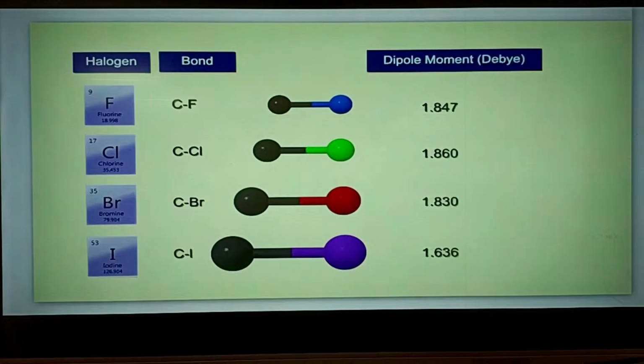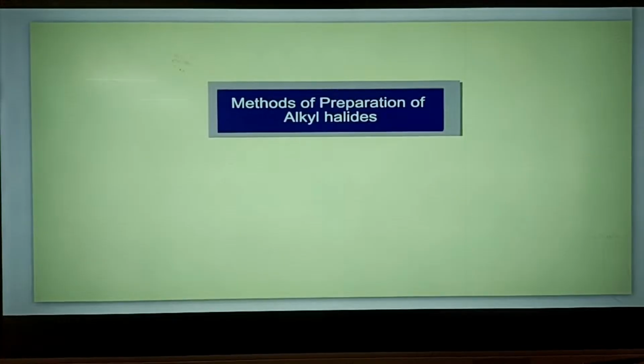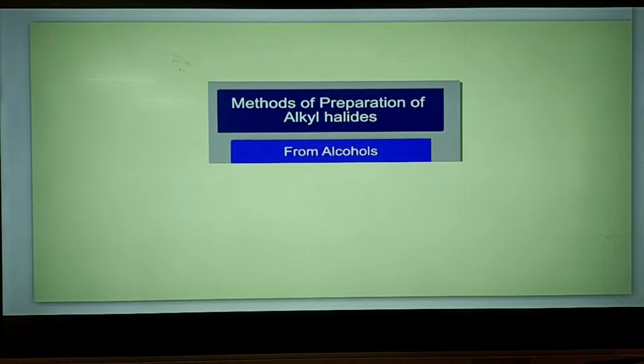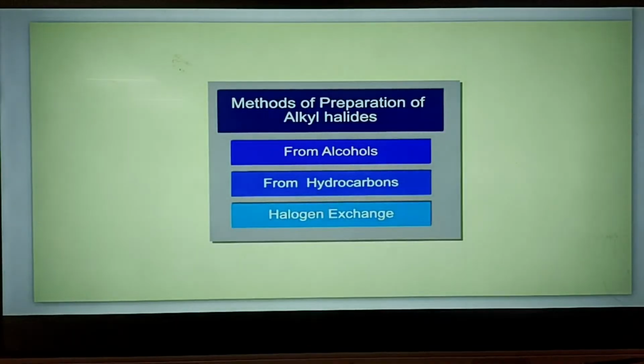Additionally, as the halogen atom becomes less electronegative, from fluorine to iodine, the carbon-halogen bond becomes less polar. Let's look at the methods to prepare alkyl halides. There are three main synthetic routes: from alcohols, from hydrocarbons, and from halogen exchange. We'll discuss each one in turn.